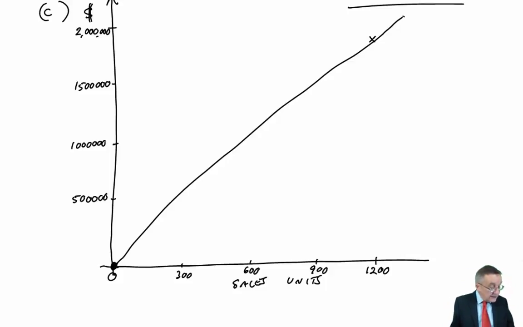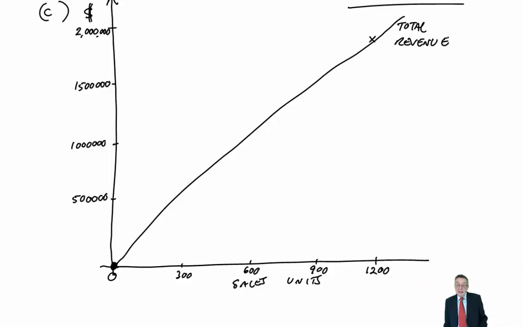And do label it. It specifically said, label both axes. I've done that, dollars and sales units. Label any lines drawn on the graph. Well, this line is the total revenue. And there will be marks just for the labelling. So my line's right, but even if the line was wrong, or even if I was running out of time and just drew any old line, there'll be marks for the labelling.